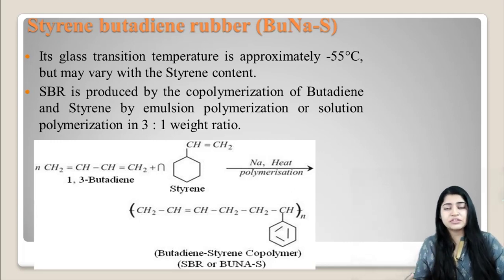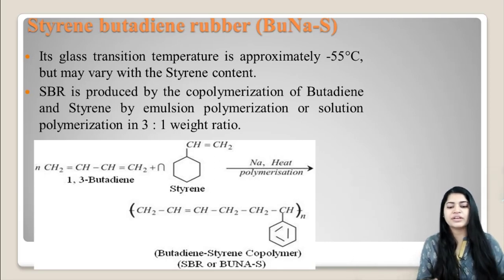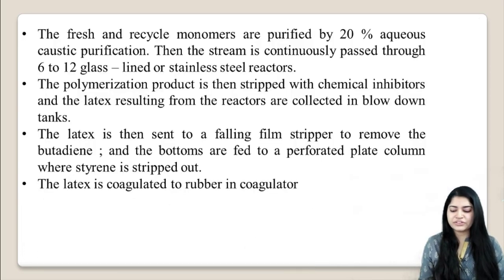In the presence of a caustic media, sodium hydroxide, NaOH, is added, which creates the caustic media, and your polymerization reaction occurs to give you BUNA-S, that is your SBR. So here you can see the reaction mechanism. This way your polymerization reaction occurs.